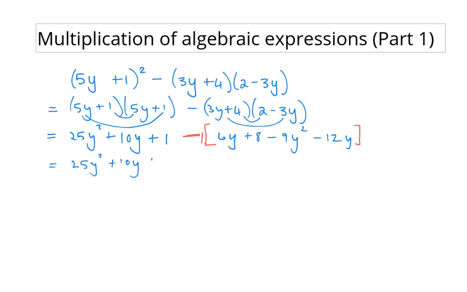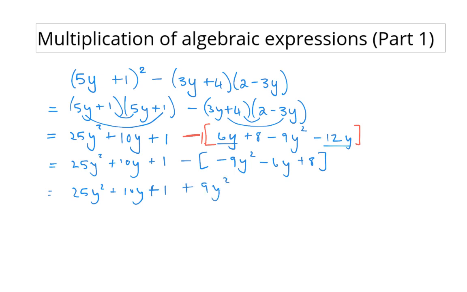So unfortunately you need to write down everything again. There's only one quadratic term. Normally I write the quadratic term first. Then there are two linear terms, plus 6 and minus 12. That's minus 6y, and the one constant term. And then you need to simplify the bracket by using the distributive law. Minus 1 times minus 9 is plus 9y squared, minus 1 times minus 6 is plus 6y, and minus 1 times 8 is minus 8.